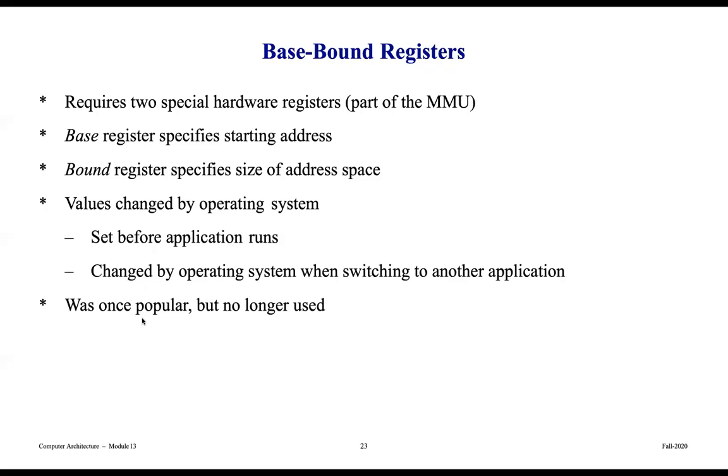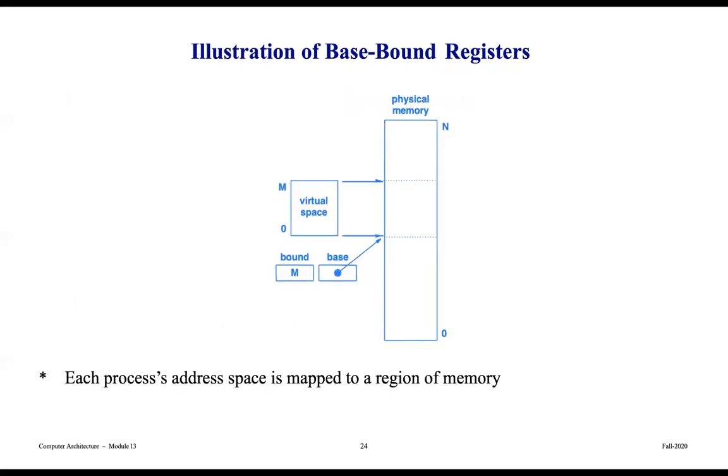It was once popular, but it's no longer used, though it might be conceptually easy for you to see what that would mean. And so we have the start and the finish of what these base and bound registers would mean. That's what we're seeing, and it goes all the way from 0 to M, being how large this space has to be. Each process's address space is mapped to a region of memory.